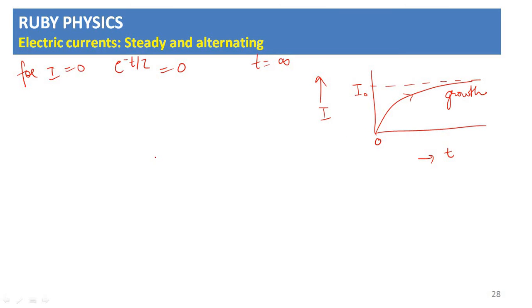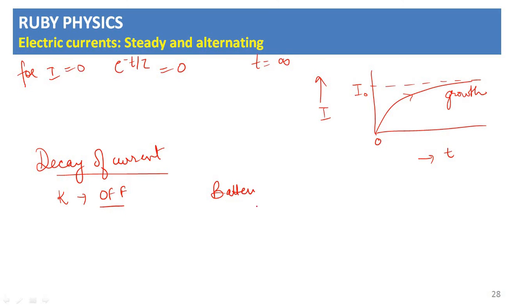Okay, now let's talk about the decay of current. For the decay of current, what you have to do is switch off the key K. As soon as the key K is released, the battery is cut off, and the current in the LR circuit decays.